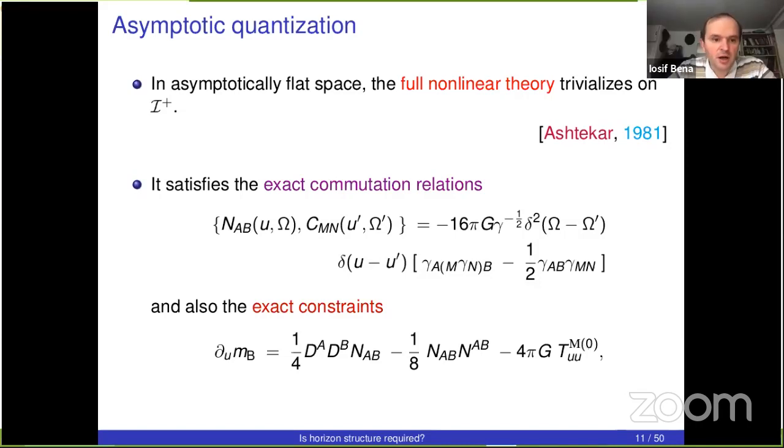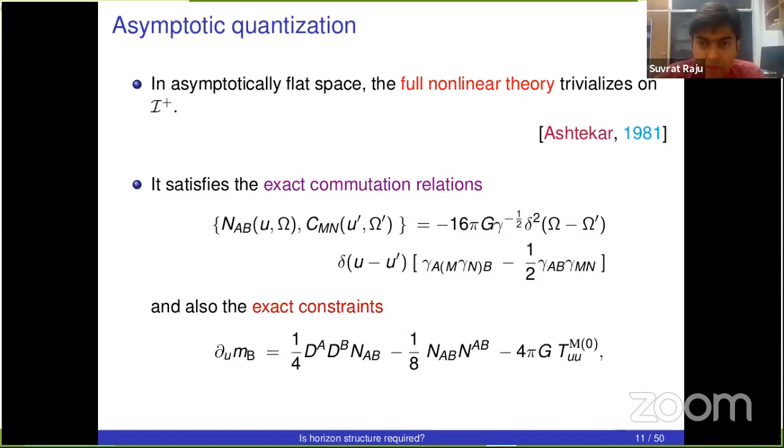Subrat, I have a question. How did the Bondi mass, how did the N_AB and C_MN become operators? I mean, before they're just some functions of U and omega. How did they become operators? Why do they need to? You have these Poisson brackets and you quantize the theory. But how do I get Poisson brackets to begin with? You know, N_AB is just a function of U and omega.